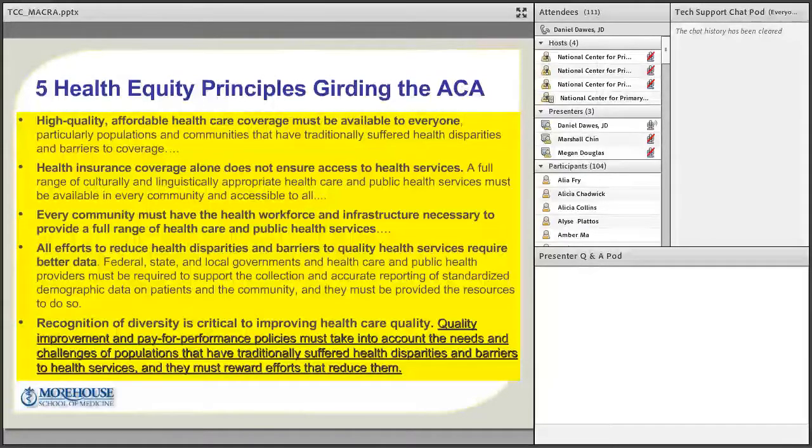At that time, we took these reports that were produced almost 10 years earlier, and we recognized that we had to also get folks to recognize that as we are looking at quality improvement, as we're looking at these pay-for-performance policies, they must take into account the needs and challenges of populations that have traditionally suffered health disparities and barriers to health services, right? And we've got to work to reduce them. So we wanted folks, as they're pushing these delivery and payment system reforms in the Affordable Care Act, to take a look at how they often exacerbate disparities if we don't utilize an equity lens.